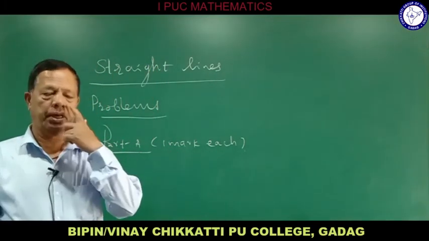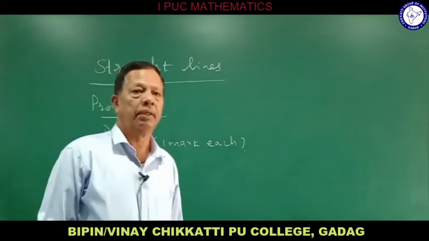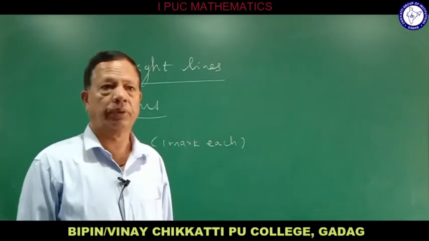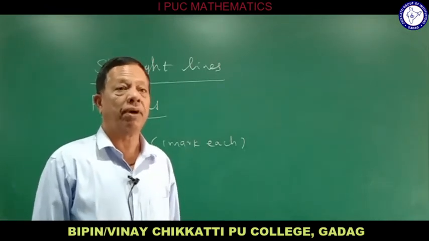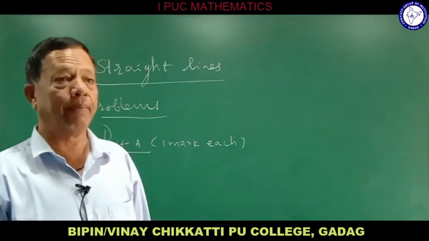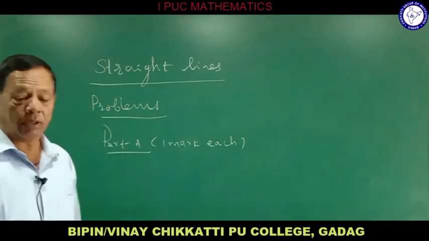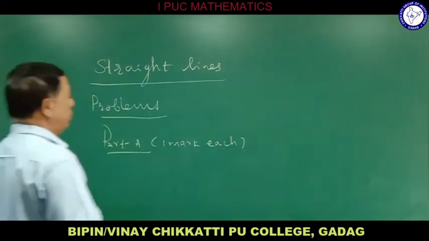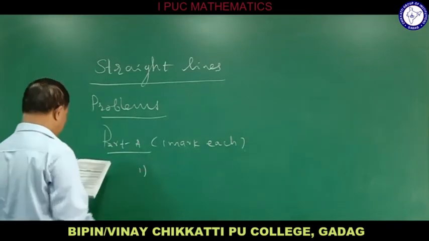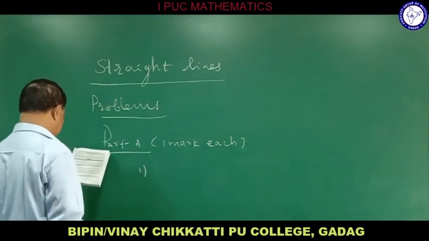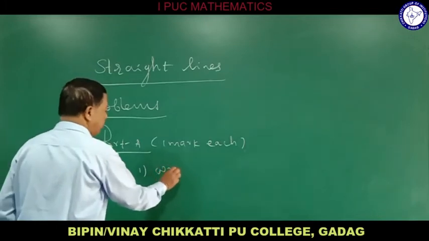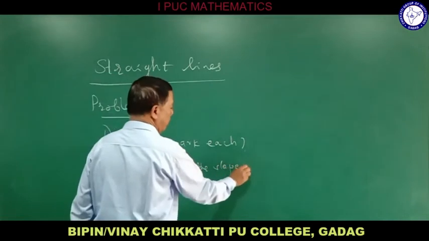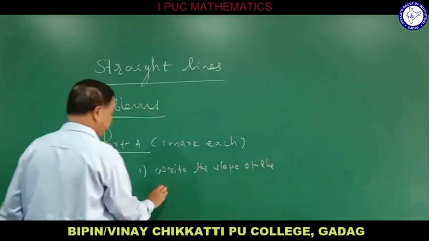Anyhow, now I try to complete part A 1 mark, then part B and part D. So let us go for part A questions first. A means 1 mark each. See how the question is asked in a 1 mark question. So accordingly, the first problem I am going to write for 1 mark: write the slope of the line.